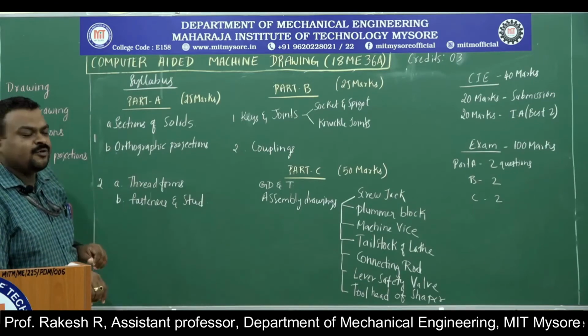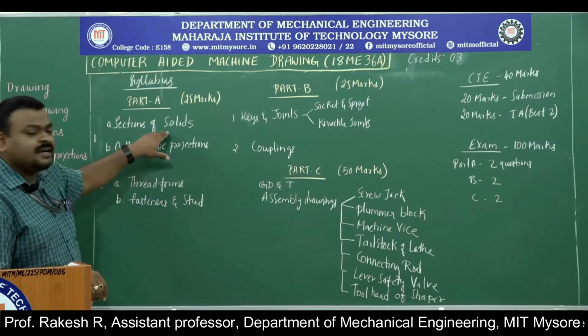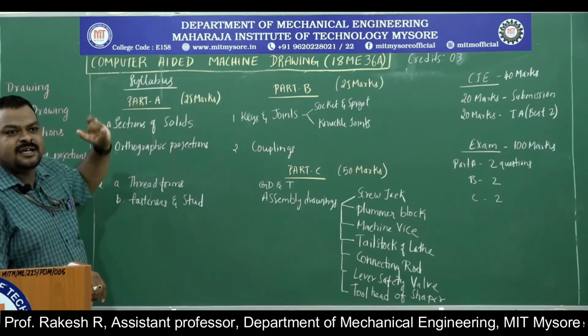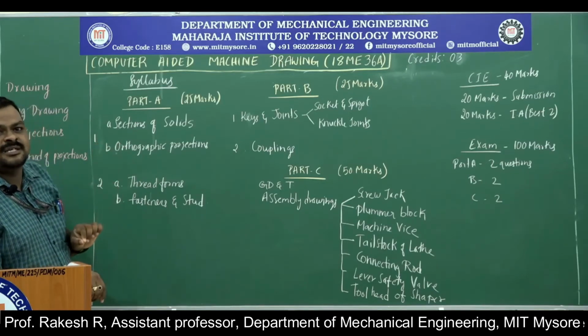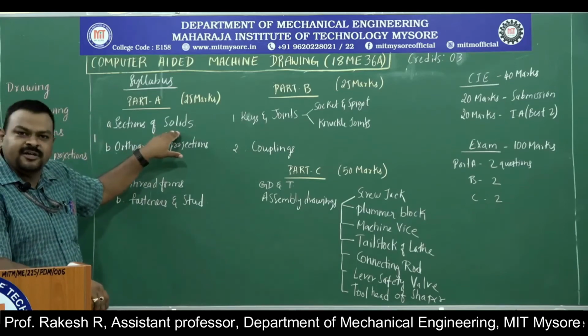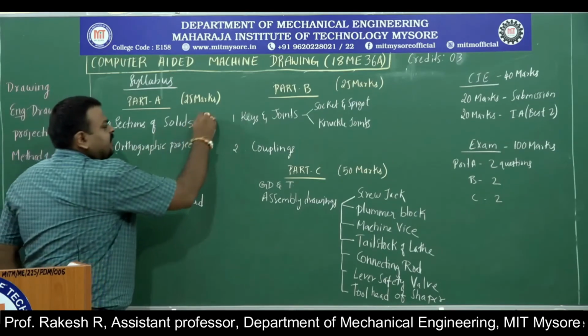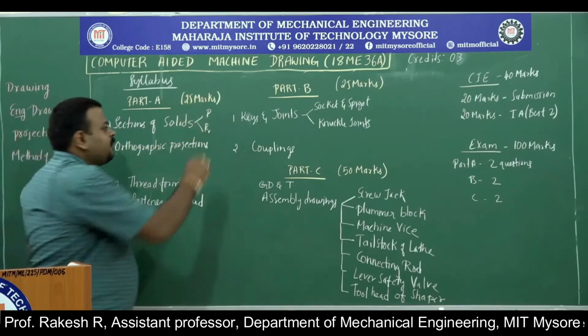In part A, you have two things: sections of solids and orthographic projections. Again, it is a continuation of solids in CAD. Here what we are seeing is sections. Sections are nothing but the interior details of the components. Again, solids, there are two types, you know. One is polyhedra and another is prisms of revolution. Polyhedra, there are 7 polyhedra.